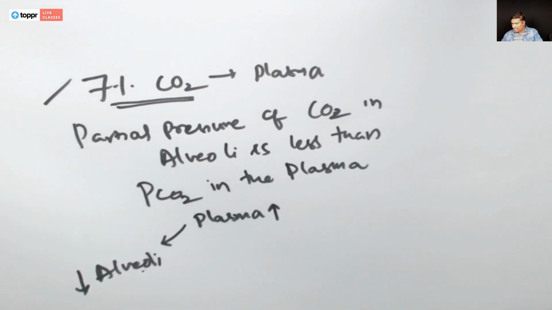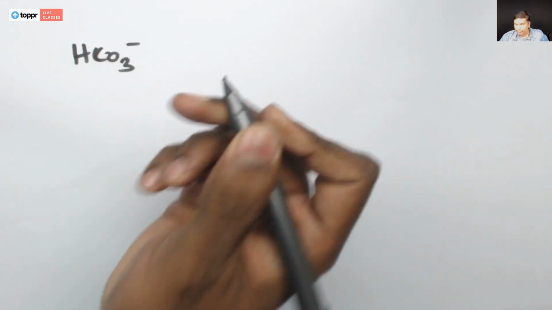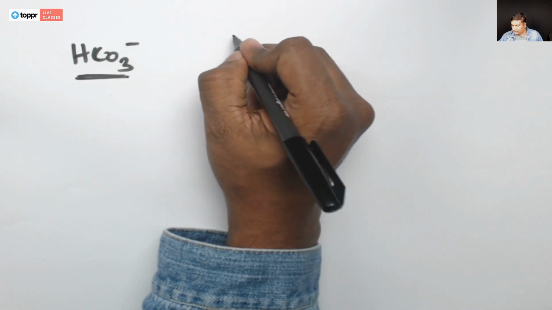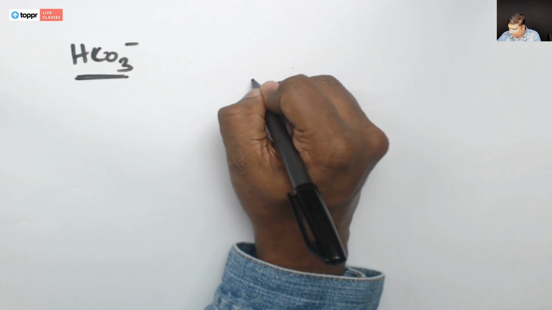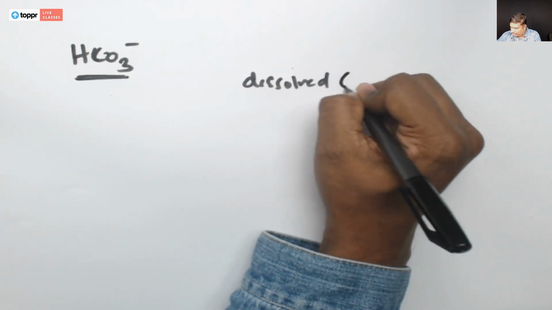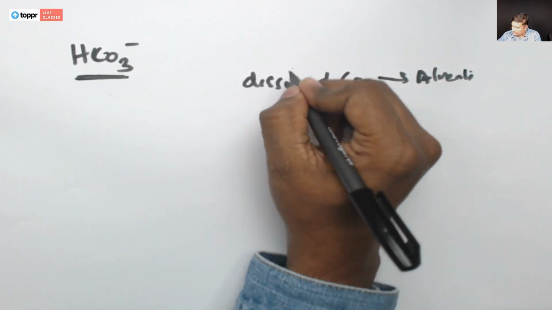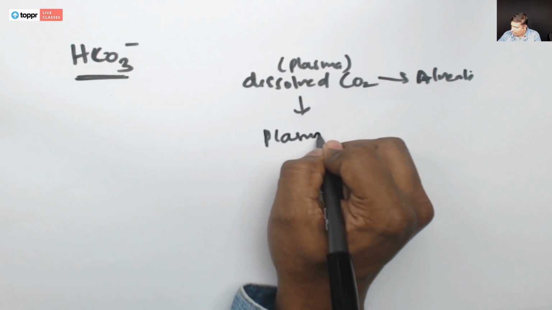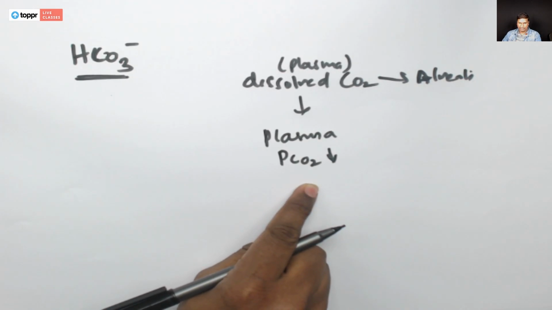Now, what is happening to the bicarbonate? The minute the plasma dissolved carbon dioxide goes down, since it is being released into the alveoli, what will happen? In the plasma, PCO2 will now go down.